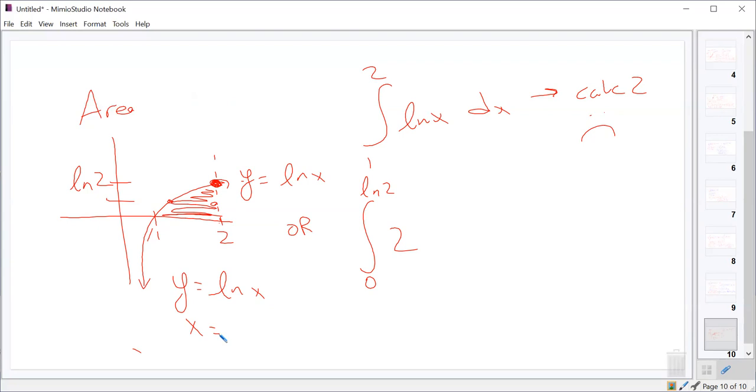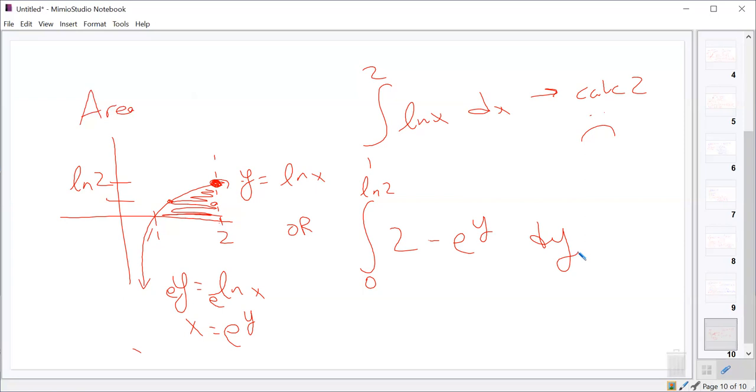How do you solve that for x? Is it e to the y? Yeah, you just exponentiate it, right? We do e to the y equals e to the natural log of x. So e to the natural log of x is x, and e to the y is e to the y. So the left part of this is bounded by x equals e to the y. So we do the right function minus the left function, dy, integrated from the bottom to the top.